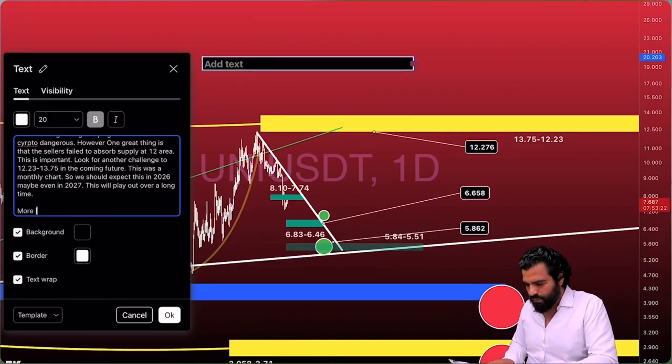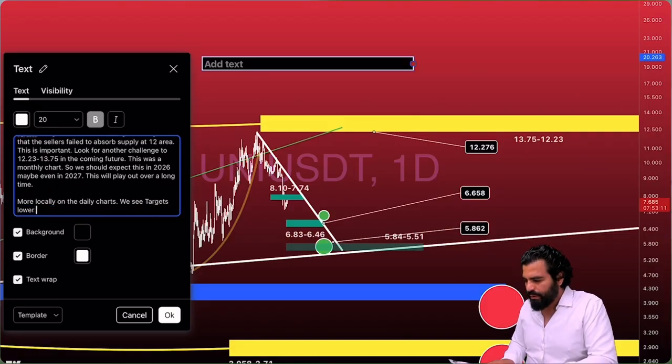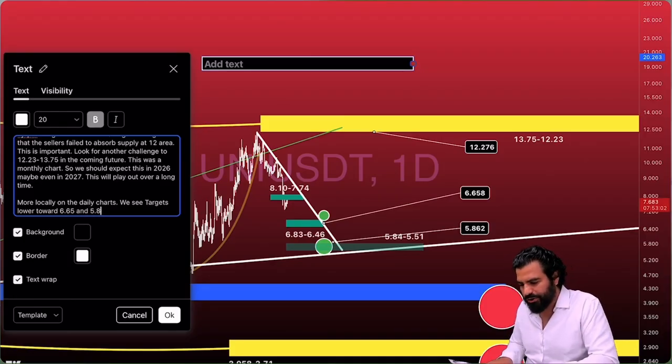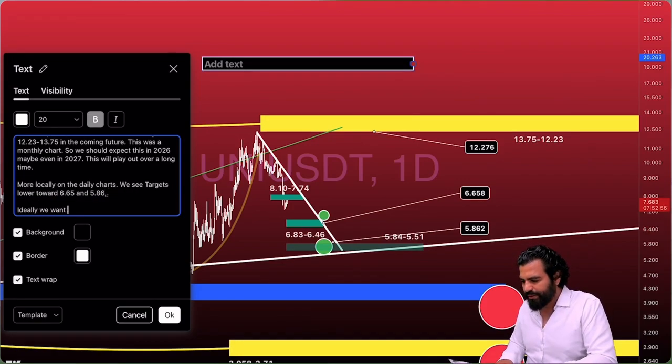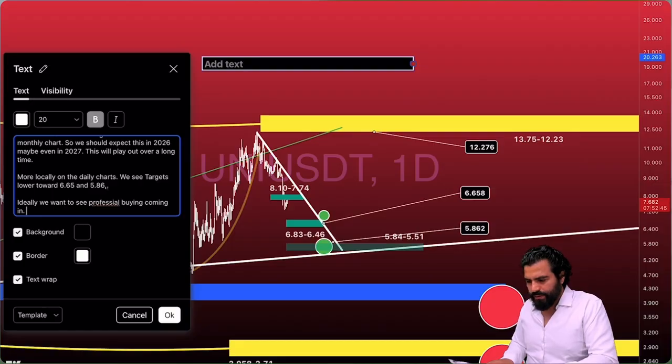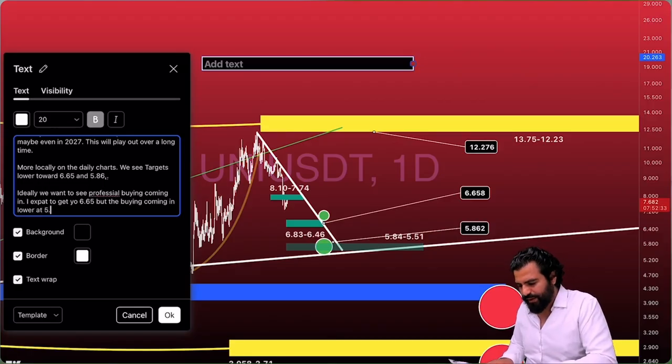More locally, on the daily charts, we see targets lower towards $6.65 and $5.86. Ideally, we want to see professional buying coming in. I expect to get to 6.65, but the buying coming in lower at 5.86, if any.